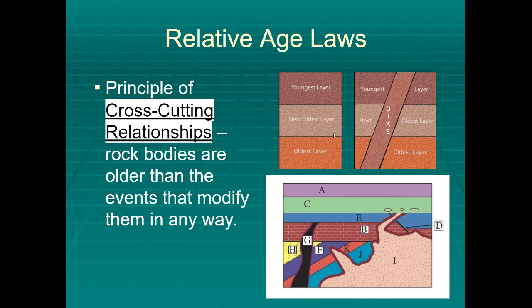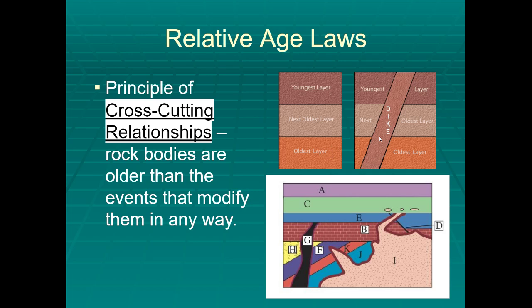All right. Now another one. So there are disturbances that can happen. The Earth is not always labeled with the youngest on top and the oldest on the bottom. Sometimes there are protrusions or things that come through it. This is the principle of cross-cutting relationships. Rock bodies are older than the events that modify them in any way.